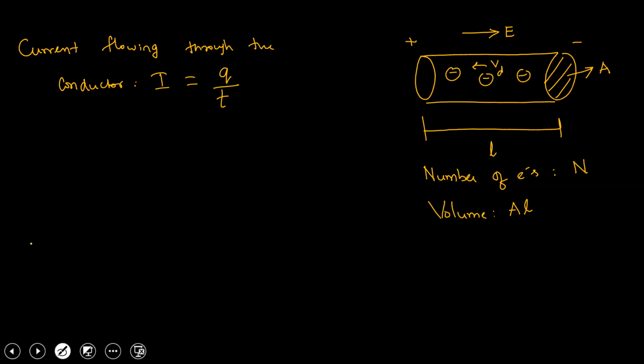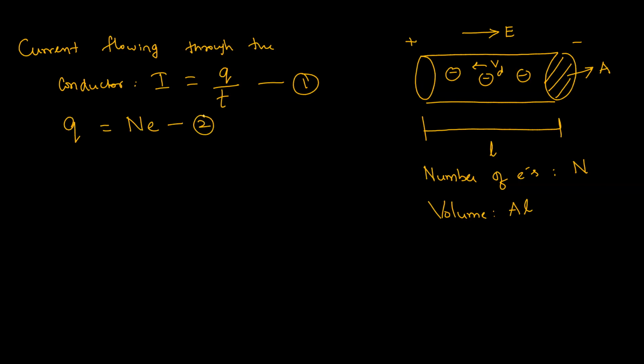Now, if I take this as equation number one, the first question I need to answer is, how much is the charge that is constituted by the conductor? The logic is very simple, from the concept of quantization of charge. If there are N number of electrons present inside, and the charge of each electron is e, then Q is equal to N into e, which I'll call the second equation.